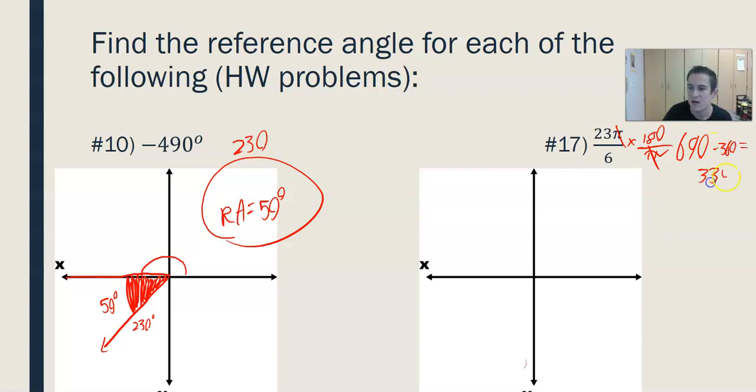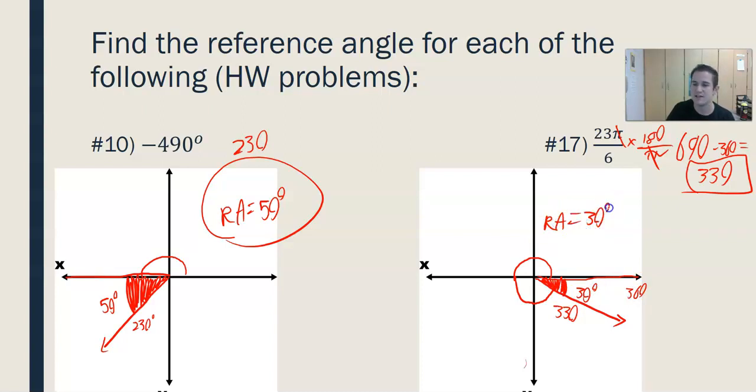is 330. Okay, well, here's 90, 180, 270, and I need to go like 60 more degrees. I need to go to like right there. That's 330 degrees. Well, now I'm finding the reference angle, and you find the angle between that terminal side and the x-axis. So the angle between the terminal side and the x-axis here is the distance from 330 degrees all the way back to 360 degrees. So that reference angle is 30 degrees.